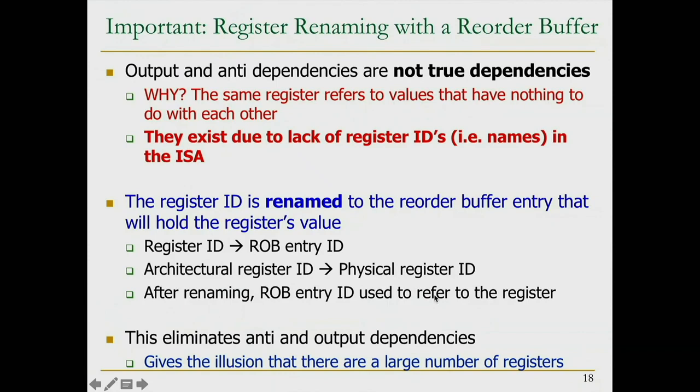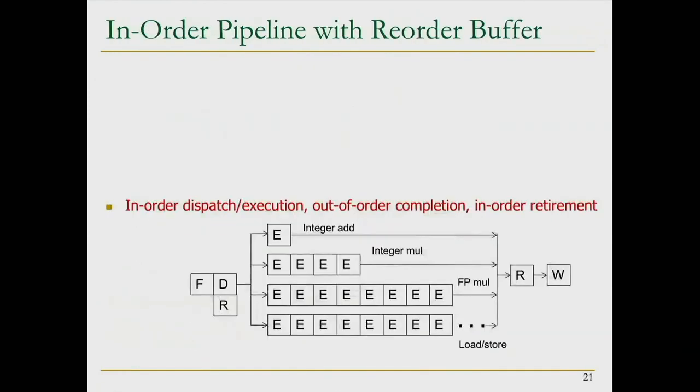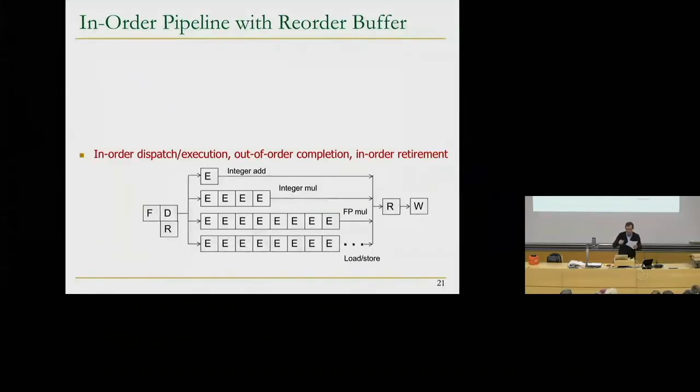And this is going to be a key component to ensure that we actually get correct results when we execute out of order. So now we've eliminated these anti and output dependencies with this sort of renaming structure. This gives us the illusion that there are a large number of registers. So let me finish this, and then we're going to start with out-of-order execution.